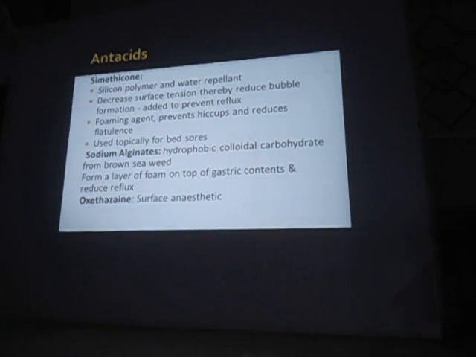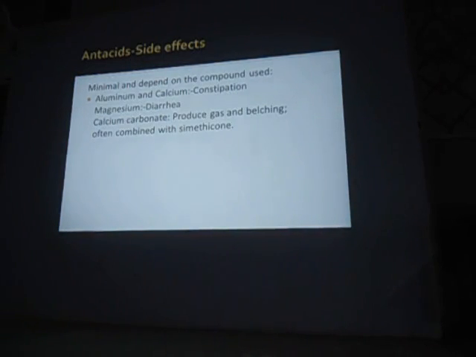So sodium alginate, a hydrophilic colloidal carbohydrate, helps in the formation of a protective layer on top of the gastric contents, where the acid floats on this layer. Oxetacaine is combined with these antacids and acts as a surface anesthetic. So with antacids, you have to know: aluminum causes constipation, calcium causes stone formation, magnesium can cause diarrhea. Calcium carbonate releases carbon dioxide, which will lead to belching.